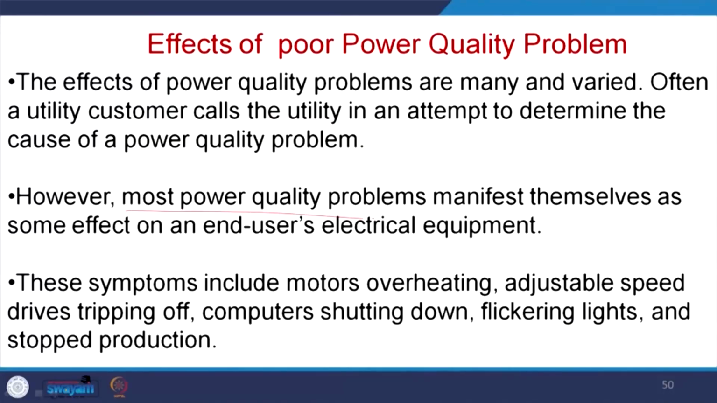When the utility customer calls the utility in an attempt to determine the cause of the power quality problem, however, most power quality problems manifest themselves in symptoms. Some affect the end users and the electrical equipment. These symptoms include motor overheating, adjustable speed drive tripping off, computer shutting down, flickering of lights and stopped production.